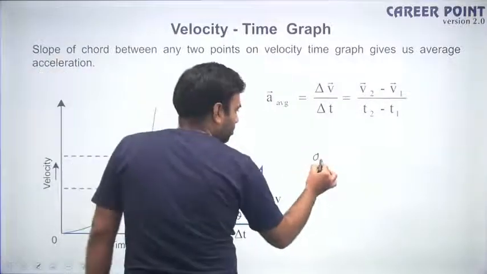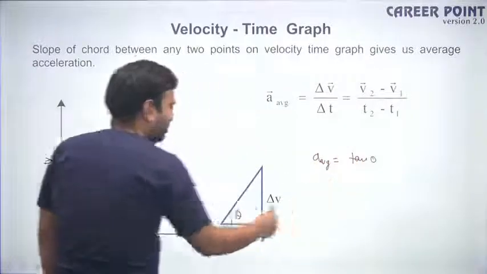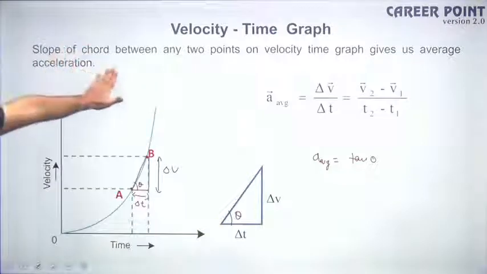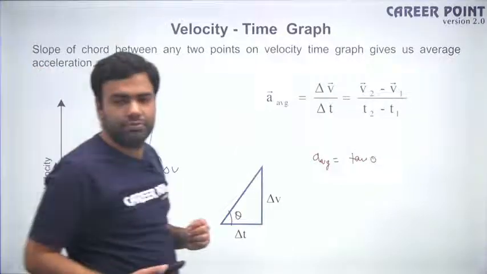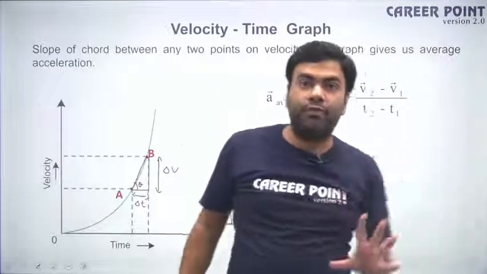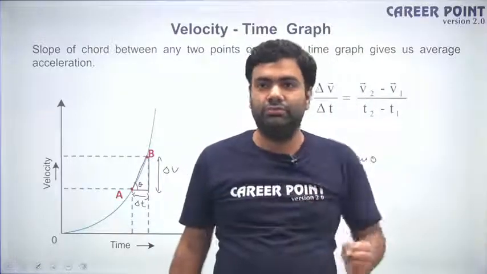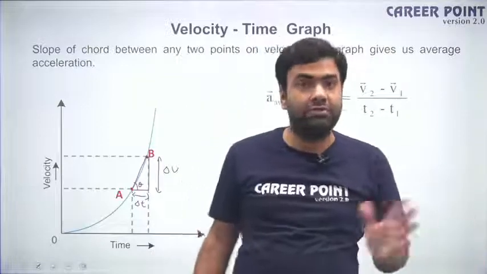It is tan theta because it is perpendicular over the base, so it is delta V by delta t. So the slope of a chord between any 2 points on the velocity-time graph gives us average acceleration. Okay, the slope of the velocity-time graph gives acceleration, and the slope of the displacement-time graph gives velocity. That you should remember.